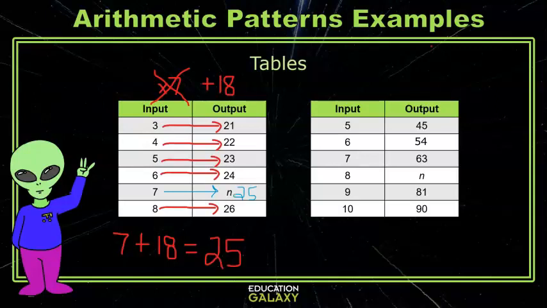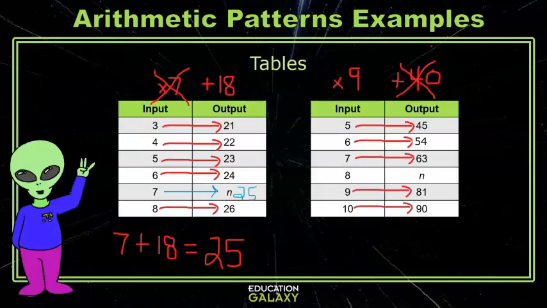Let's try the second table. To get from 5 to 45, I could either multiply by 9 or add 40. If I look at the second set of values, to get from 6 to 54, I would have to multiply by 9. The rule multiplying by 9 works for all the values in the table. That means to figure out the missing value, I need to calculate 8 times 9, which is 72. So 72 is my missing value.